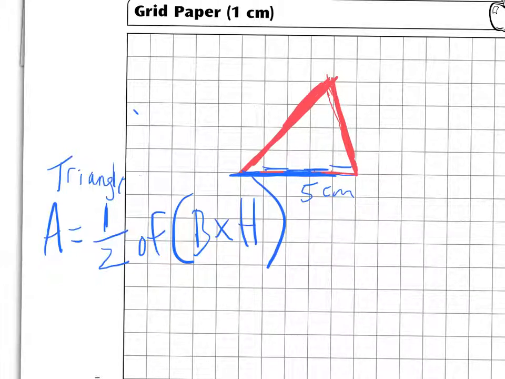Now we need to find the height. Okay, so what we're going to do is we're going to find the spot where we can get to the point of the top. So this looks like a pretty good line here to get me to the top. And that is 1, 2, 3, 4.